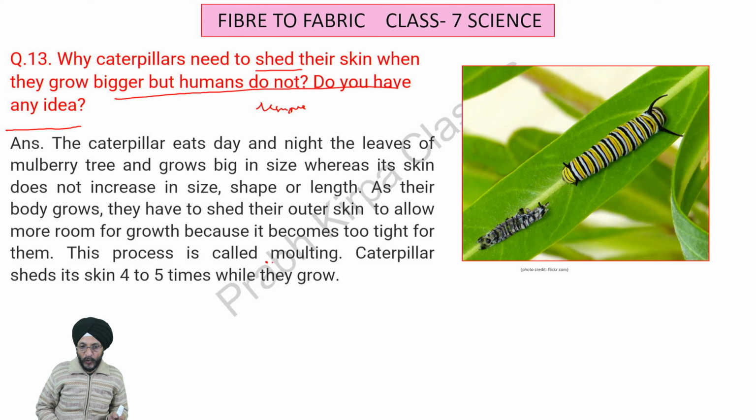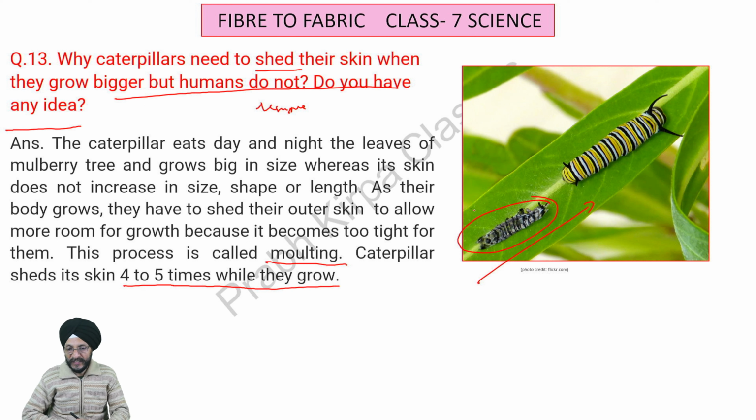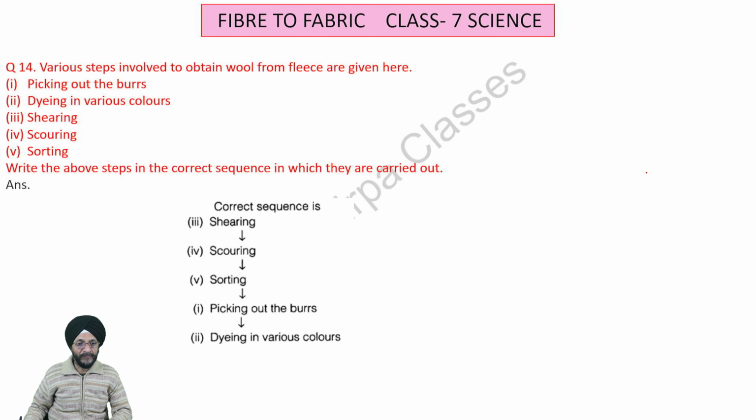This process of shedding or removing their skin is called molting. Caterpillars shed their skin 4 to 5 times when they grow. You can see in this picture that this is the skin which has been removed by the caterpillar, and it has gone further on the mulberry leaf.